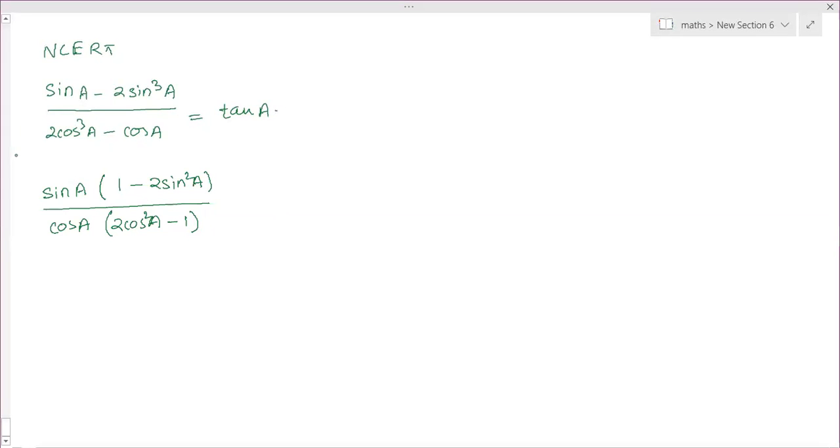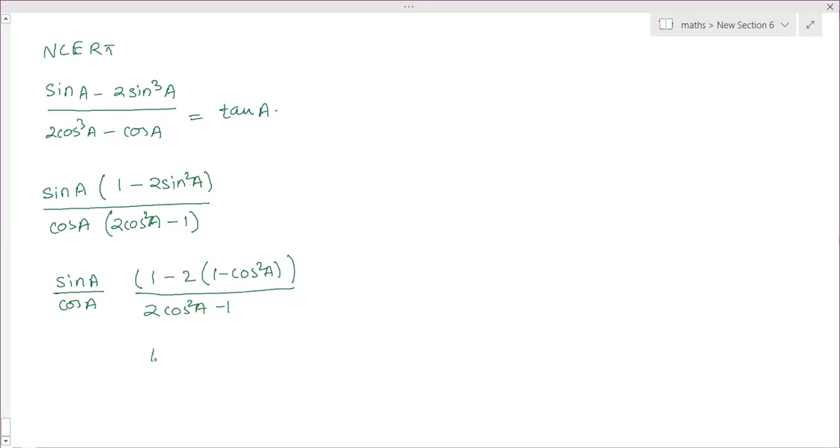Now for cancelling out, substitute the value of sin into cos. So sin A by cos A, take it separately. Numerator is 1 minus 2 sin square A. We can write as 1 minus 2, value of sin square A as 1 minus cos square A. Right? Denominator keep that as it is, 2 cos square A minus 1.